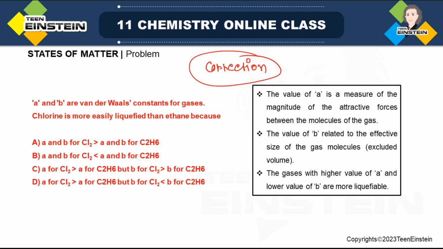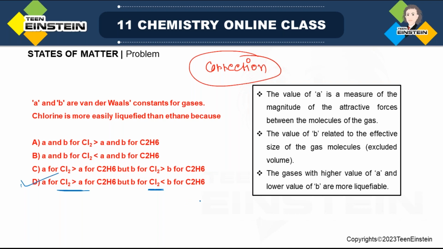option which says that A for chlorine is greater than A for C2H6, and B for chlorine is also greater than C2H6. So basically the correct option will be the one where A for chlorine is greater than the A value for C2H6, but it is reversed for the other van der Waals constant, B. So B for chlorine should be lesser than C2H6.